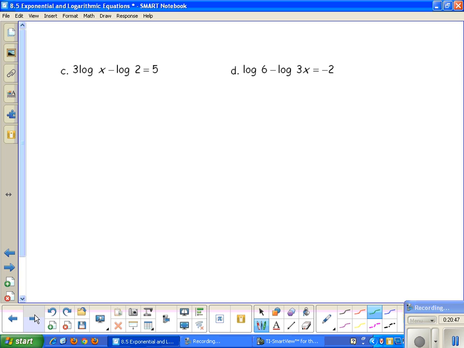So for this, I'm going to use my power property first. To bring that up as an exponent, that's the first thing I always do. So this would be the log of x cubed minus the log of 2 equals 5. And then I want to combine both these together by using my quotient property. So this would be the log of x cubed over 2, and the 2 is on the bottom because it's being subtracted from the log of x cubed.